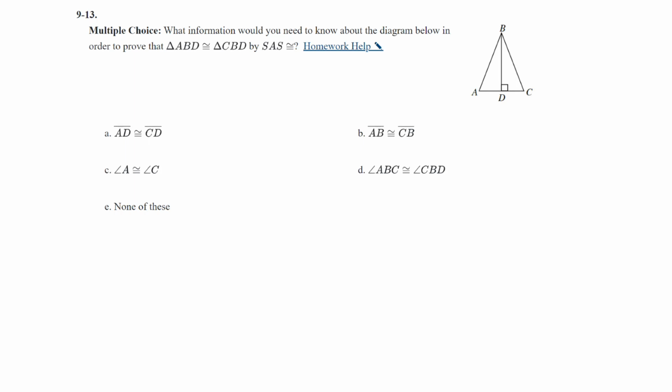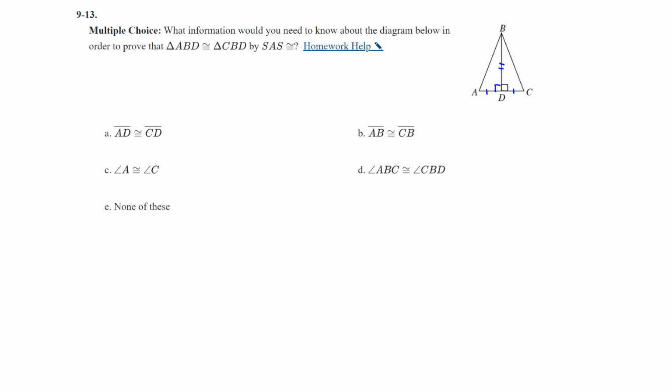Question 13, multiple choice. What information would you need to know about the diagram below in order to prove that triangle ABD is congruent to CBD by side-angle-side congruency? So we already have 90 degrees here, so there's an angle. And then if we're going to do side-angle-side, we need to know that this right here is congruent to itself, which is the reflexive property. And then we would also need to know that side AD is congruent to side CD.